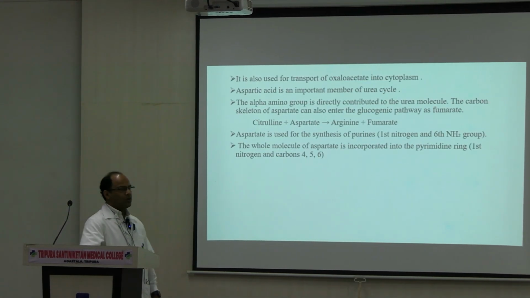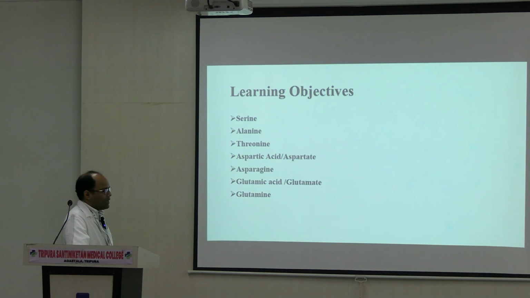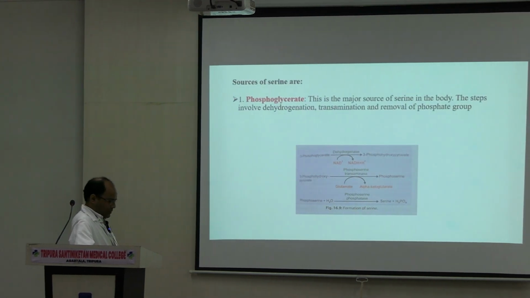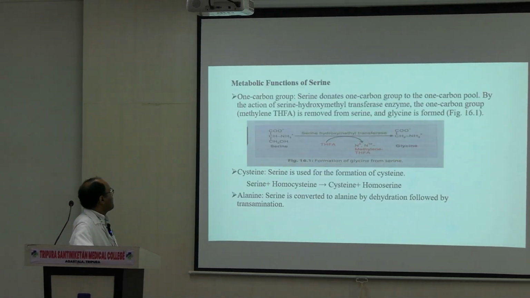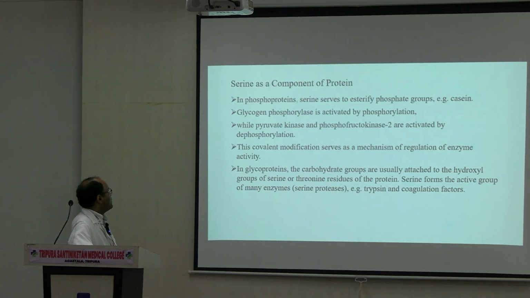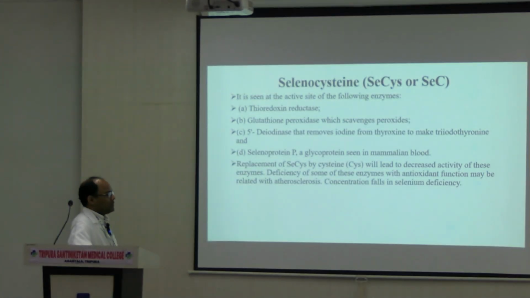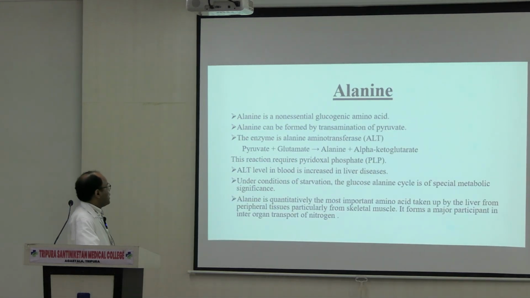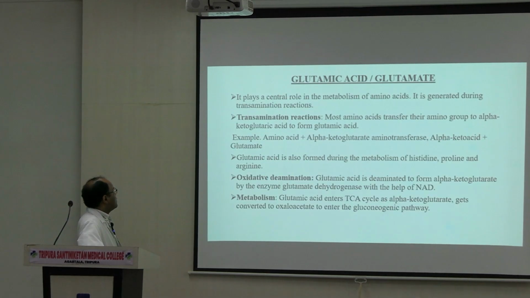So these are the very small topics today. Let's read these amino acids. First, very important: serine, alanine, threonine. This is serine. Next are the sources of serine, catabolism of serine, and metabolic function of serine. Next, choline synthesis. Serine serves as a component of protein. Overview of serine metabolism. This is very important in serine. Okay. Next, cysteine. This is the 21st amino acid I put here because this is a small discussion today. Next is alanine, the second important topic, the glucose-alanine cycle, beta-alanine, threonine, aspartic acid, asparagine, glutamic acid, glutamine.